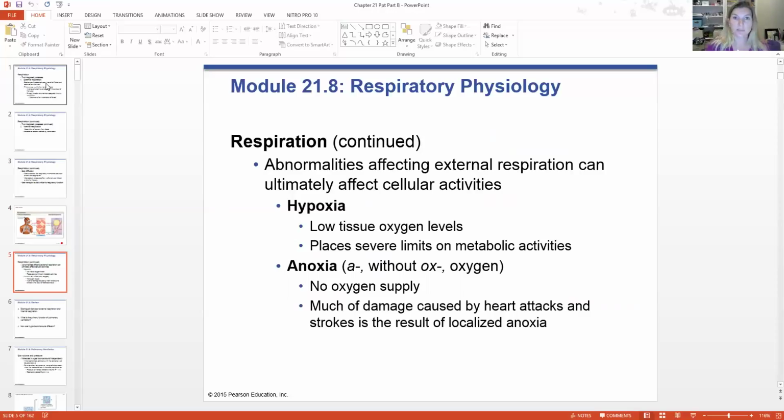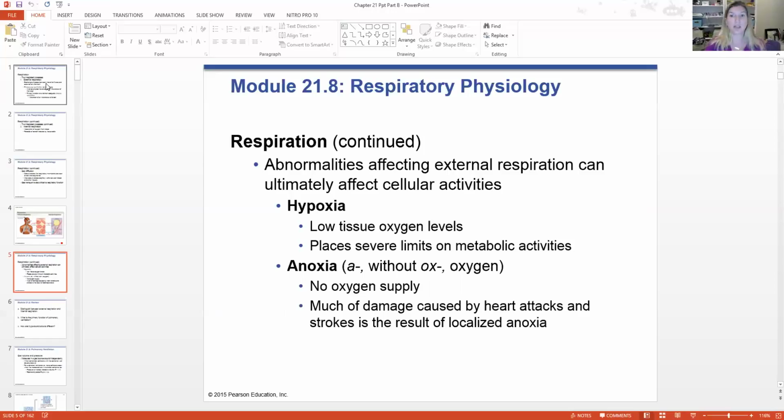This can put a limit on the metabolic activities. This is typically a localized event. So hypoxia would be occurring in a particular area of the body. When it occurs in the brain, that's very, very serious.